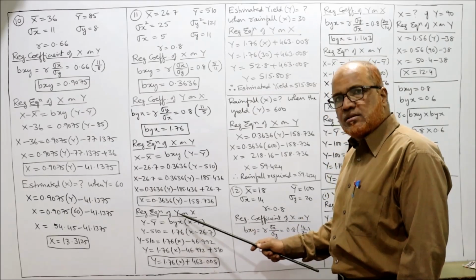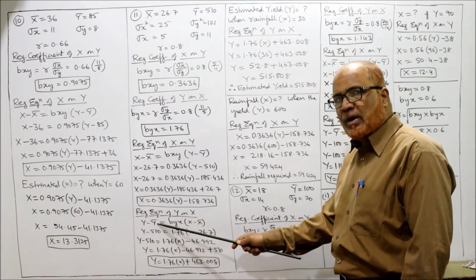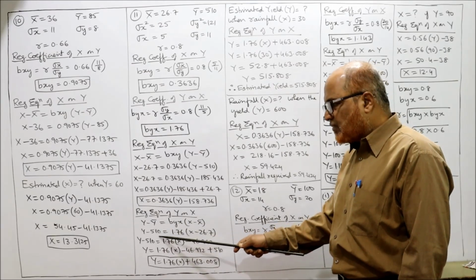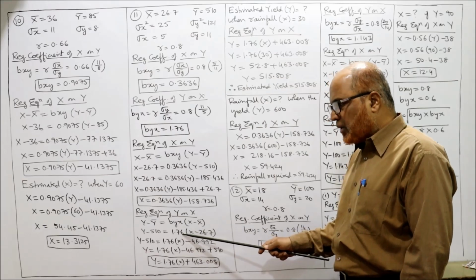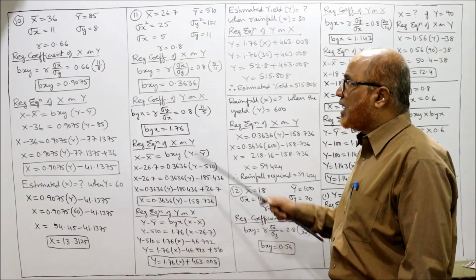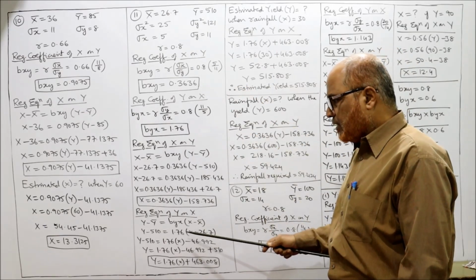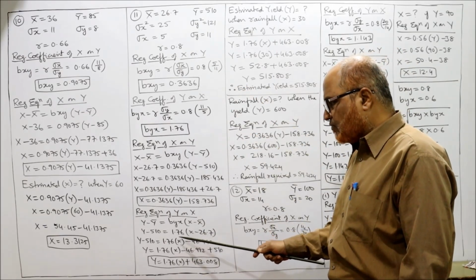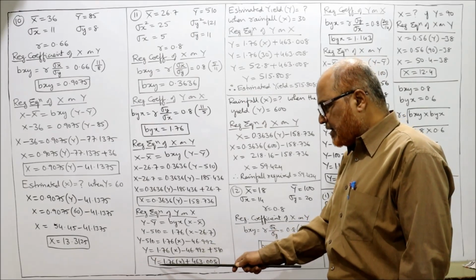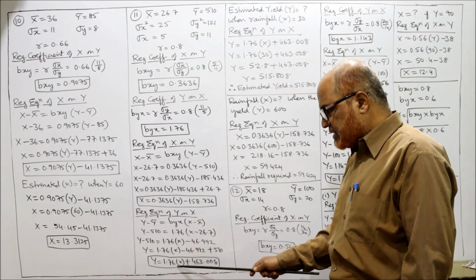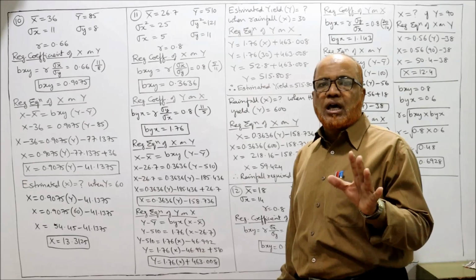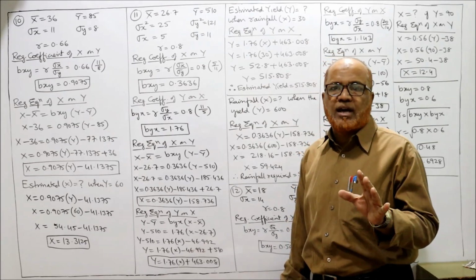Now regression equation of y on x: y minus y bar is equal to byx into x minus x bar. So y minus 510 is equal to byx, 1.76, into x minus x bar, 26.7. Now 1.76 into 26.7, you will get 46.992. Now bring it across: y is equal to 1.76x plus 463.008. So we got both the regression equations, x on y and y on x.